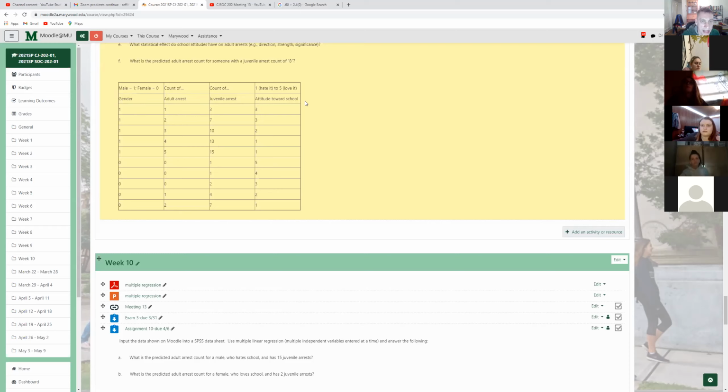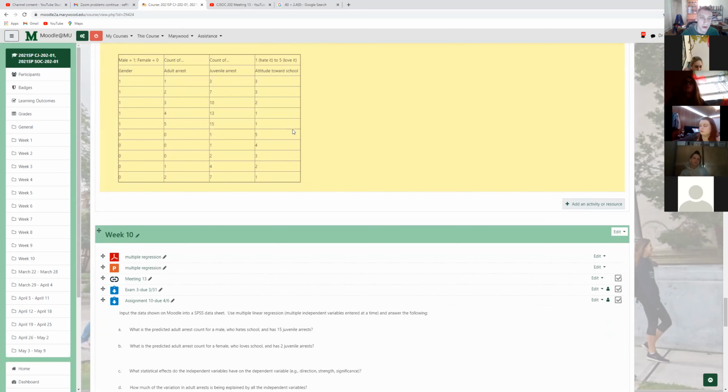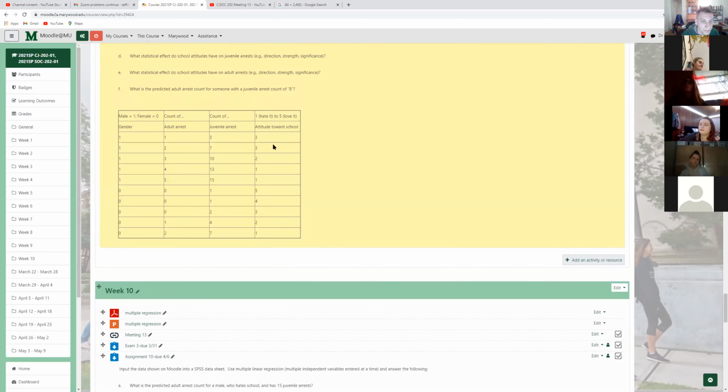You're looking at that. Attitude towards school: 1 is hate it and 5 is love it. So we always want to keep in mind what is the range of values that we can plug in for our X's. We don't want to plug in values that are way outside of the range or just not a possibility. And so if you arrange it like this, your first B will be for gender, your second one would be school attitudes, if you set it up like that, and third would be juvenile arrests.